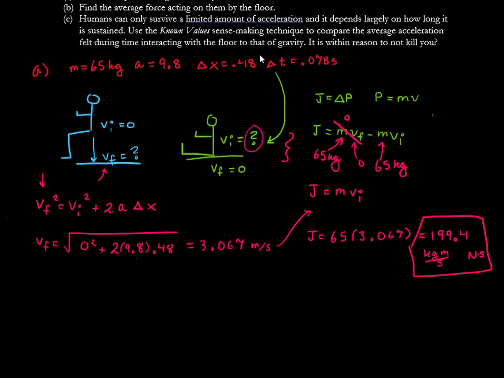Part B asks us, find the average force acting on them by the floor. So this is where we use the second definition of impulse, which is that J equals net force times change in time. So this is average force acting on the object, which is a person, over this change in time, which is the time that the person is in contact with the floor. So this is why we couldn't use this in the initial part A, because we didn't know this average force to find impulse.